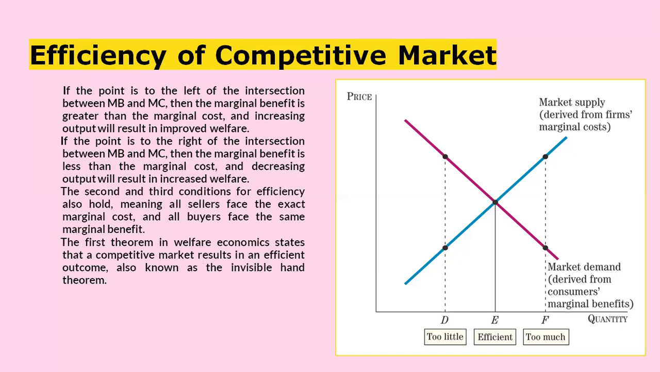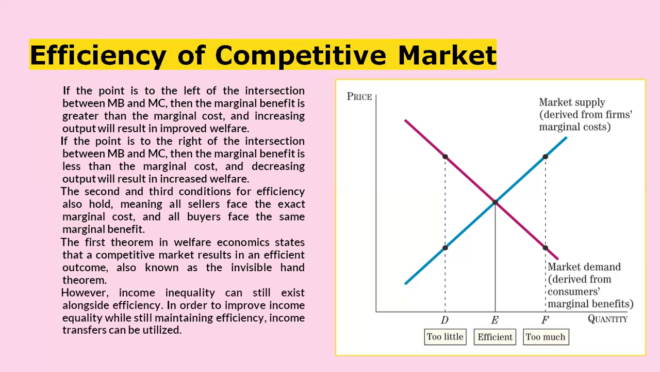The first theorem in welfare economics states that a competitive market results in an efficient outcome, also known as the invisible hand theorem. However, income inequality can still exist alongside efficiency. In order to improve income equality while still maintaining efficiency, income transfers can be utilized.